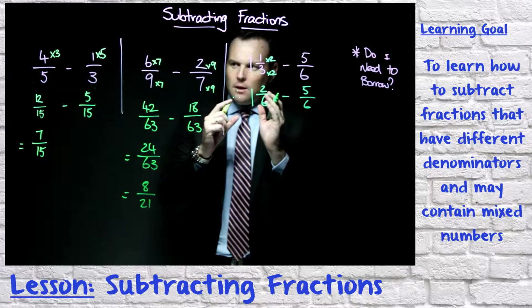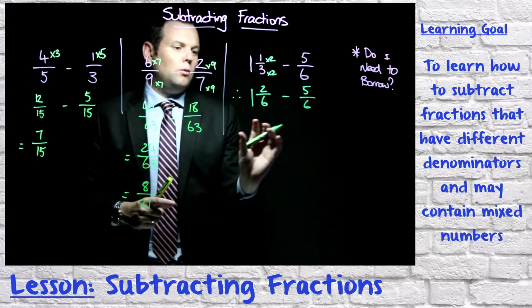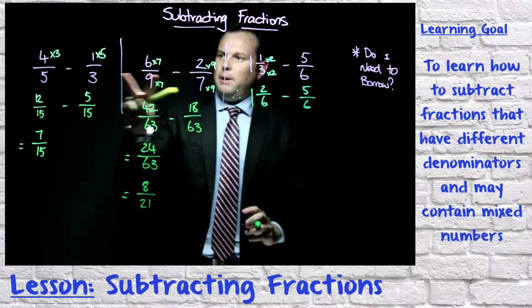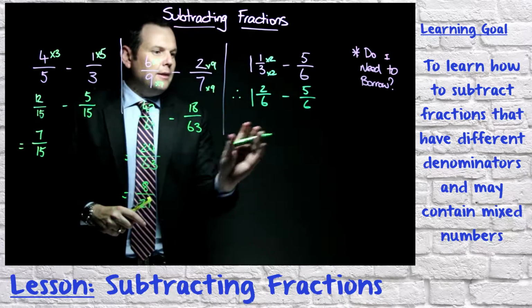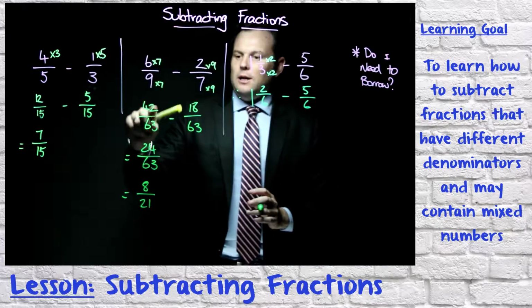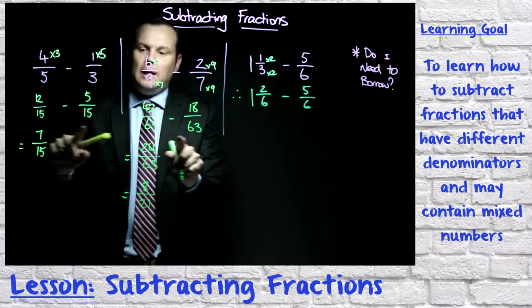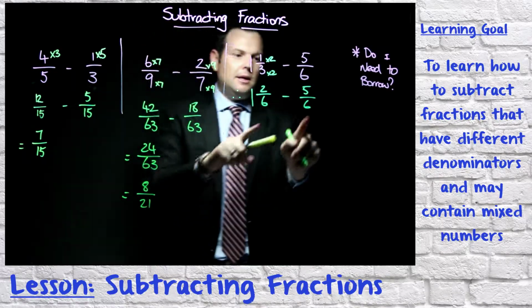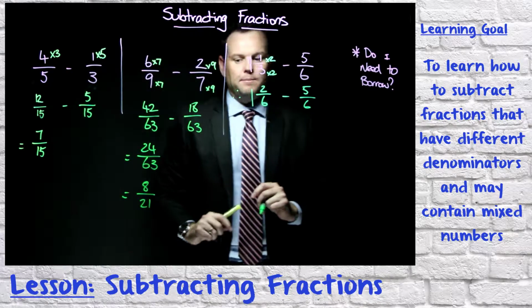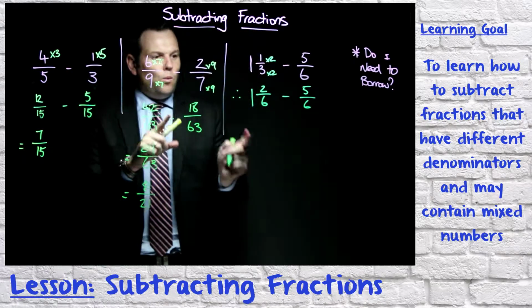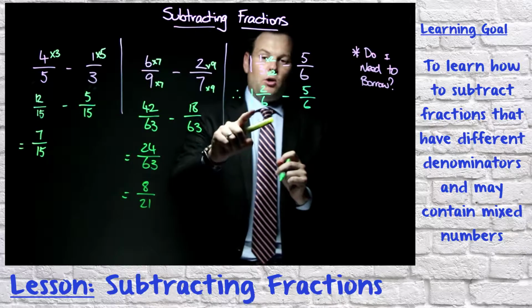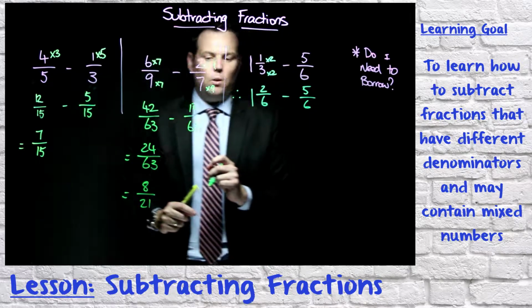Now, can you spot the problem here with these two fractions compared to those ones? And the answer is that in these ones, this fraction has always been bigger than the one that we take away. In this instance, it is smaller, okay? So what we're going to have to do is we're going to have to borrow. Okay, we're going to have to borrow from the 1.